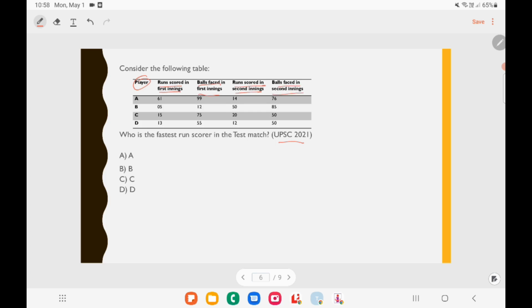If you are a person who watches cricket regularly, you can connect this question very easily, because this is a question based on a cricket match, a test match. A test will have 2 innings, and for each of the innings the runs scored and the balls faced are given.